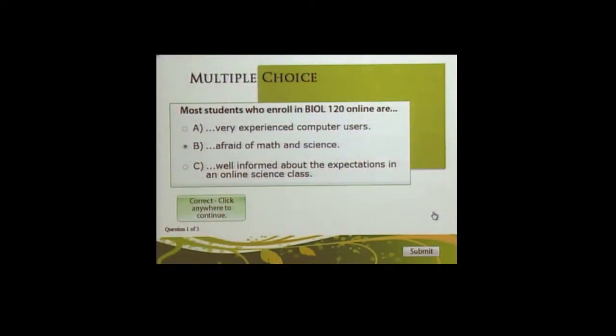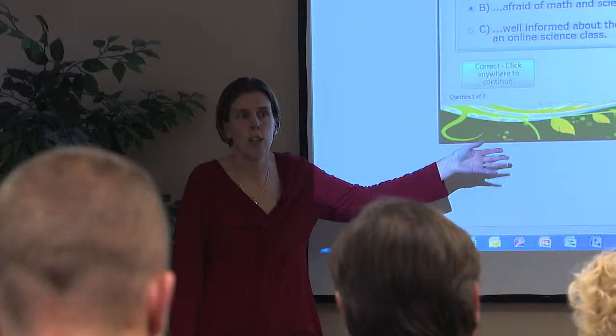And you tell it what the right answer is. So we'll take, let's say, B. B is afraid of math and science. I clicked on that, I can think about it, I can change my answer if I want. Once I'm happy with it, I hit submit and I get instant feedback. Automatically it comes up with a little green box that says correct. You can take that little green box and give them whatever kind of feedback you want. Then you click anywhere to continue.